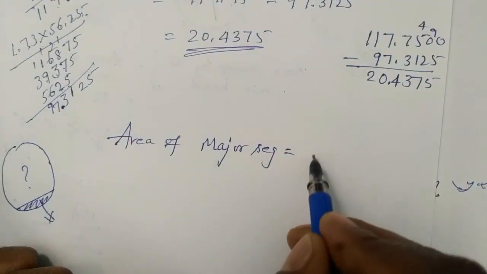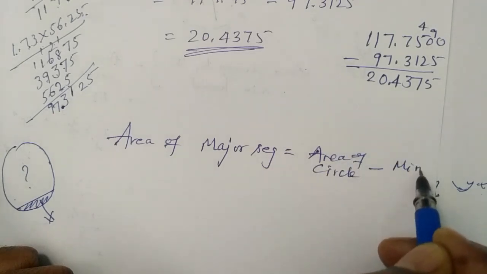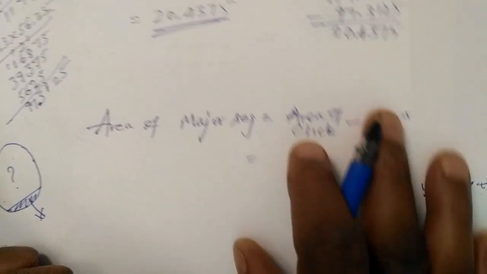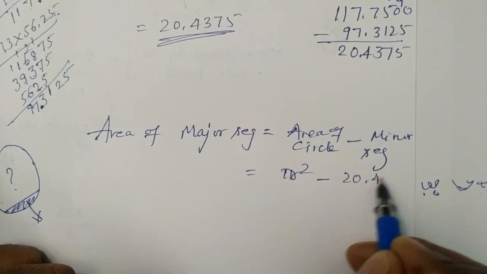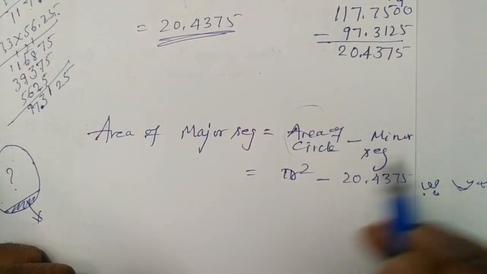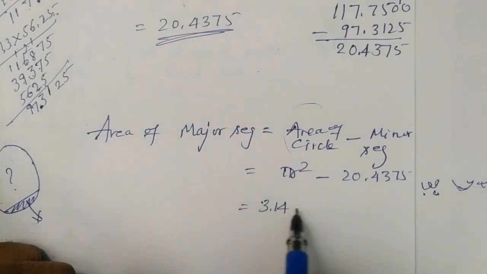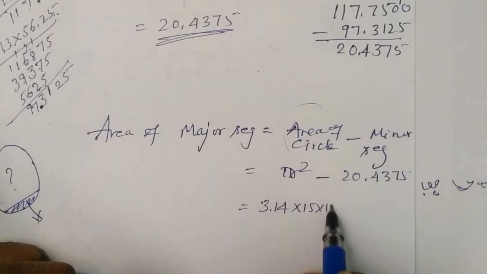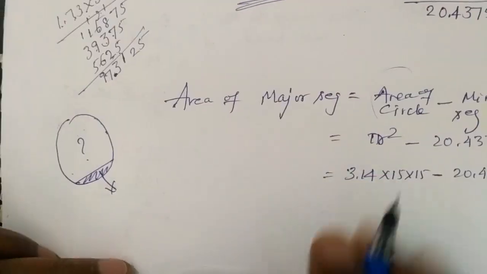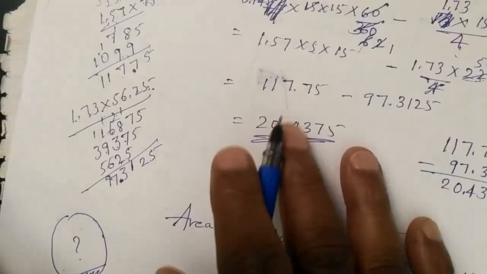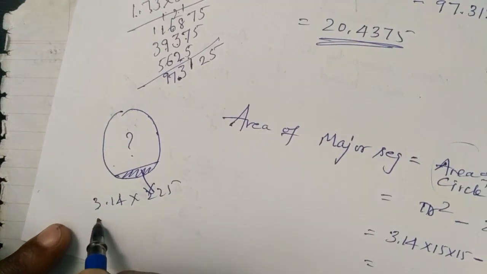So to find the area of the major segment, we take the area of the circle minus the minor segment. What is the area of the circle? Pi r square minus the area of the minor segment, 20.4375. In the whole circle, the minor segment is subtracted, the remaining is the major segment. Pi r square, it is 3.14, the given pi value. R square is 15 into 15, minus 20.4375. Okay, now 3.14 into 225, we will multiply.